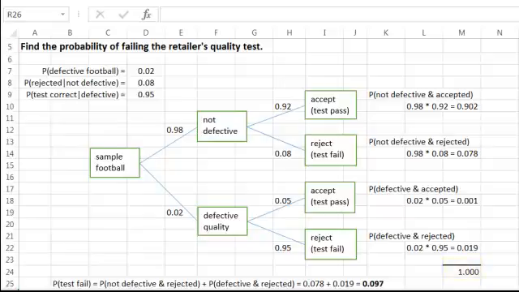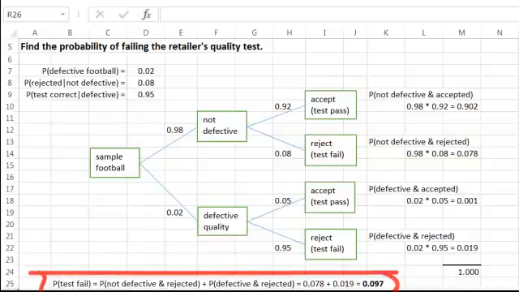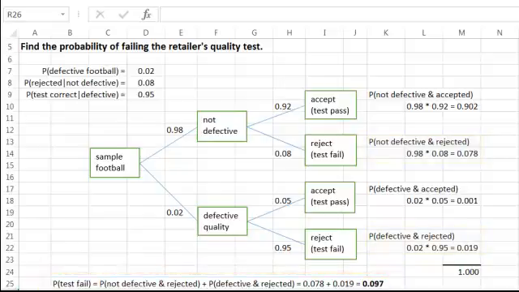Now, we can finally answer the original problem question. The probability of failing the retailer's quality test is the sum of two paths: the probability of not defective and being rejected by the retailer, plus the probability of defective and being rejected by the retailer. This sum is 0.078 plus 0.019, which equals 0.097. So, the online retailer will reject 9.7% of all footballs it receives from UK Pro Limited.